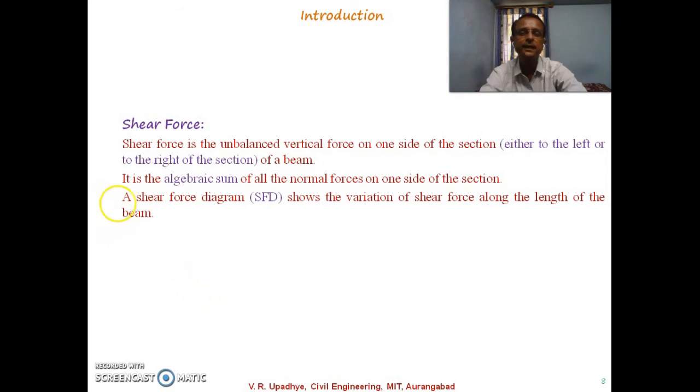So it is the algebraic sum of all the normal forces on one side of the section. It may be either the left part of that particular section or the right part. And the shear force diagram shows the variation of shear force along the length of the beam. So for a complete beam, how the shear force is changing from a particular section to another section, or from a point to another point, that diagram will be drawn as a shear force diagram.